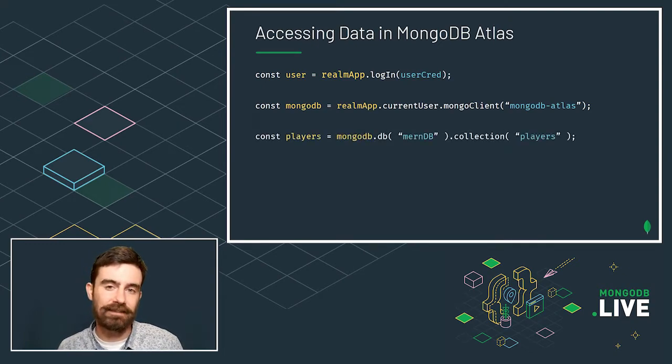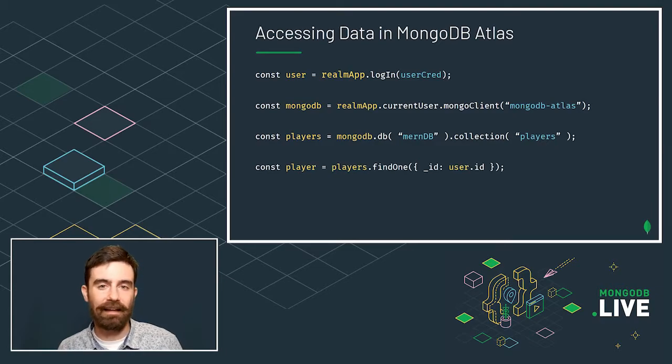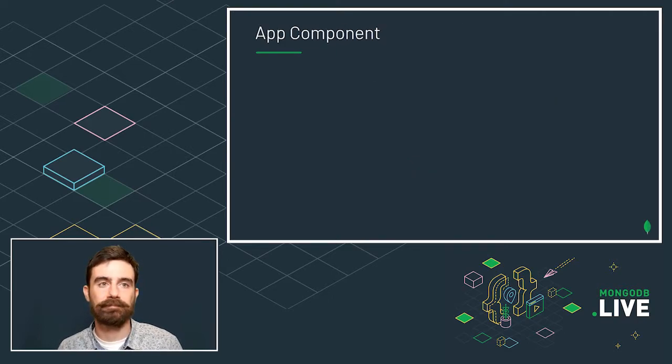So we create a reference to our collection in our MongoDB database called players. And now we're going to do a query just like we would on the back end of Node.js. players.findOne, and we're going to use our user ID to find the associated player document.